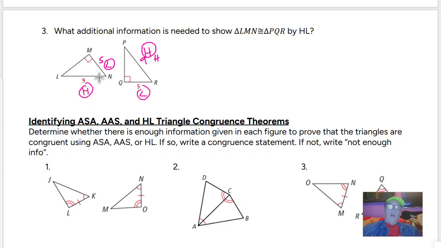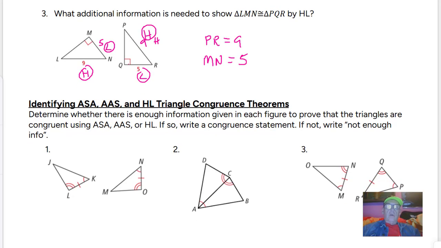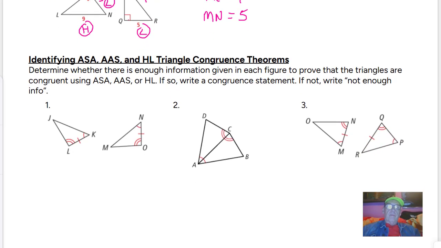So in a right triangle, hypotenuse leg can prove that the two triangles are congruent to each other. So we would need to have that PR distance is equal to 9, and also that MN distance is equal to 5 to be able to prove HL, linking those two triangles together and making those congruent.